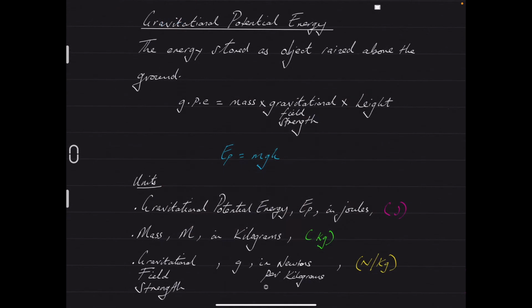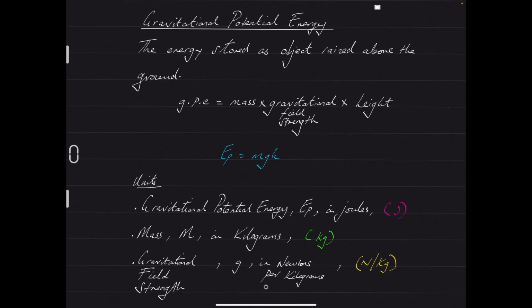Now we move on to gravitational potential energy. This is the energy that is stored as objects are raised above the ground. So above the surface of the planet, as we raise objects to any given height, a certain amount of gravitational potential energy is stored. The equation for gravitational potential energy is mgh. EP equals mgh. In word format, it would be mass times gravitational field strength times height.